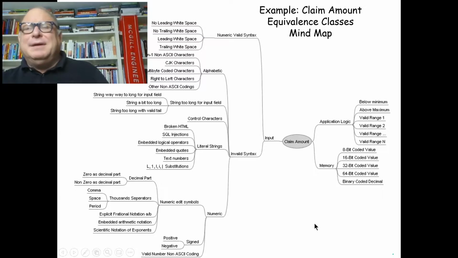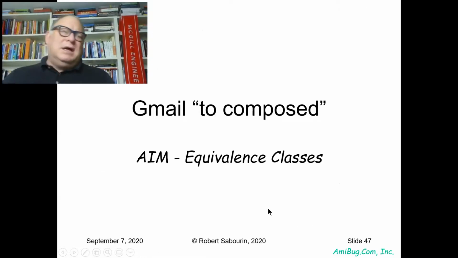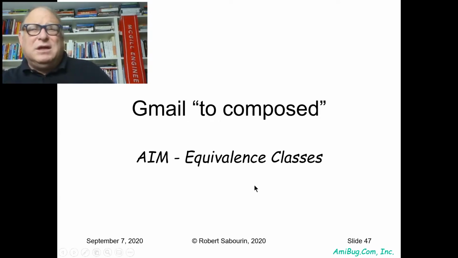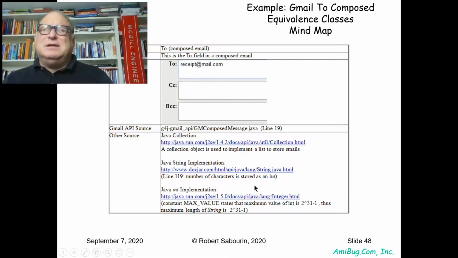AIM. A lot of different ways to look at it. Sometimes you have variables that are used in all sorts of interesting processing. So we took a look at Gmail, and I don't know if you remember in the section we did on variable identification, we looked at sending a mail with an image attachment and tons of variables that come up. Well, this is a breakdown of one of those variables using equivalence partitioning. The variable in question is "to composed".